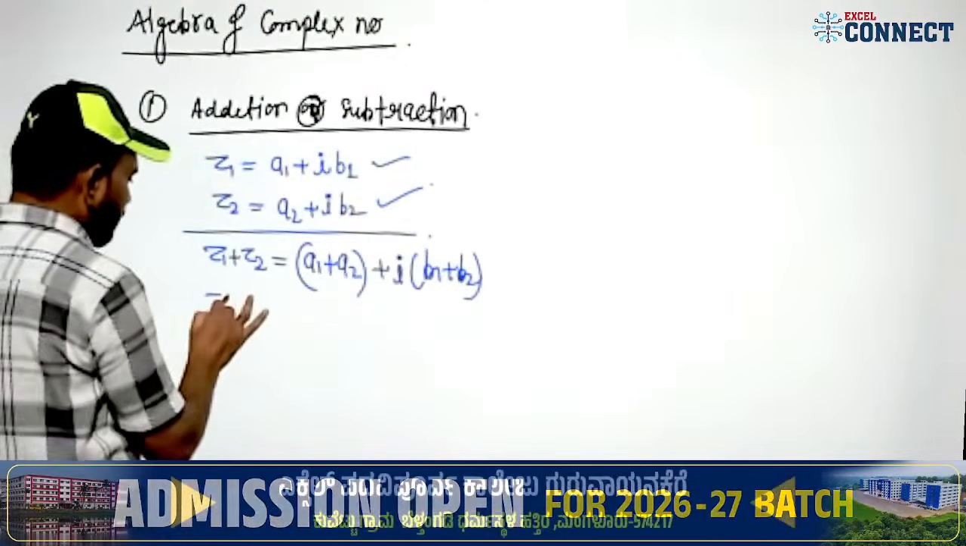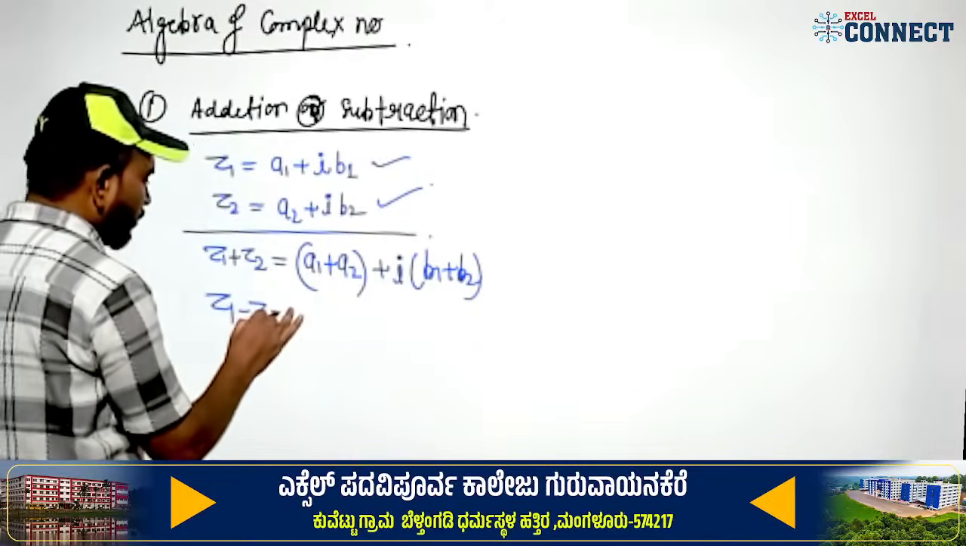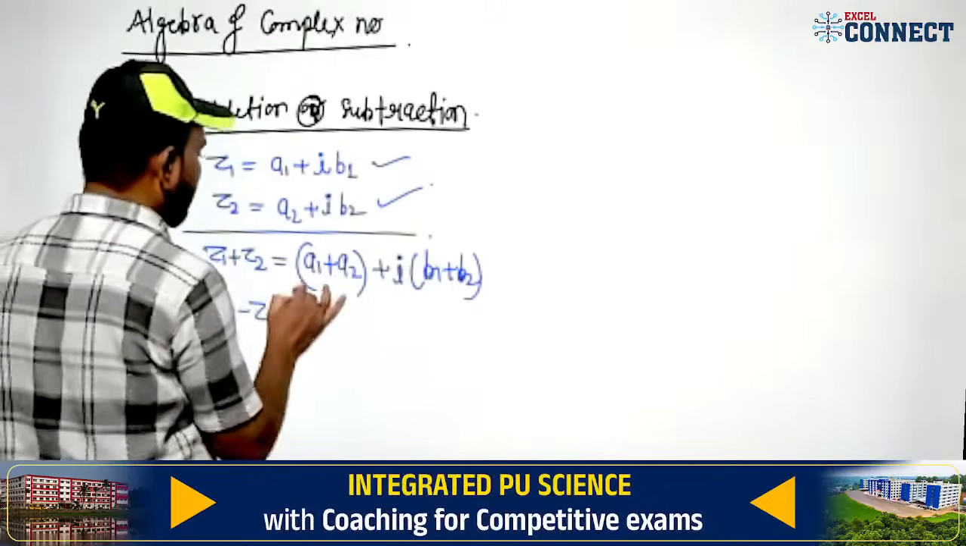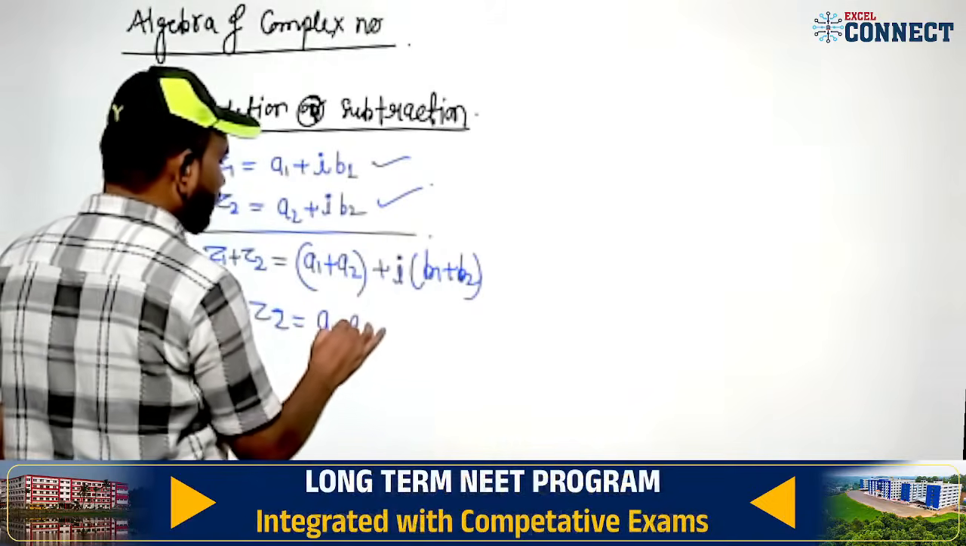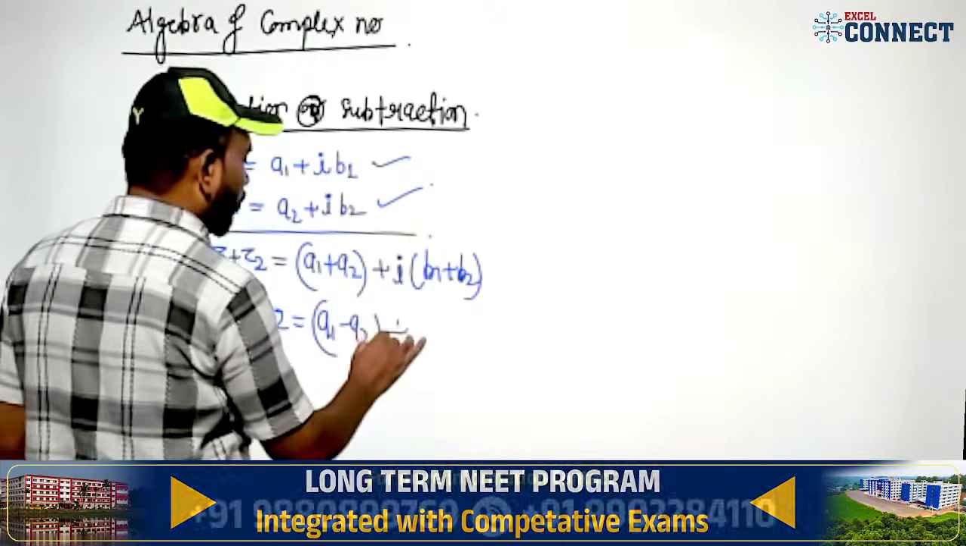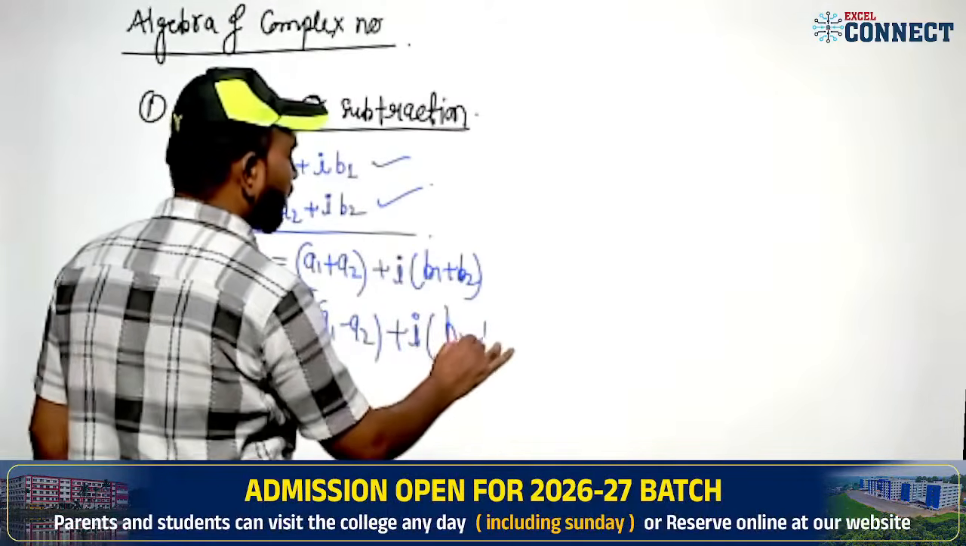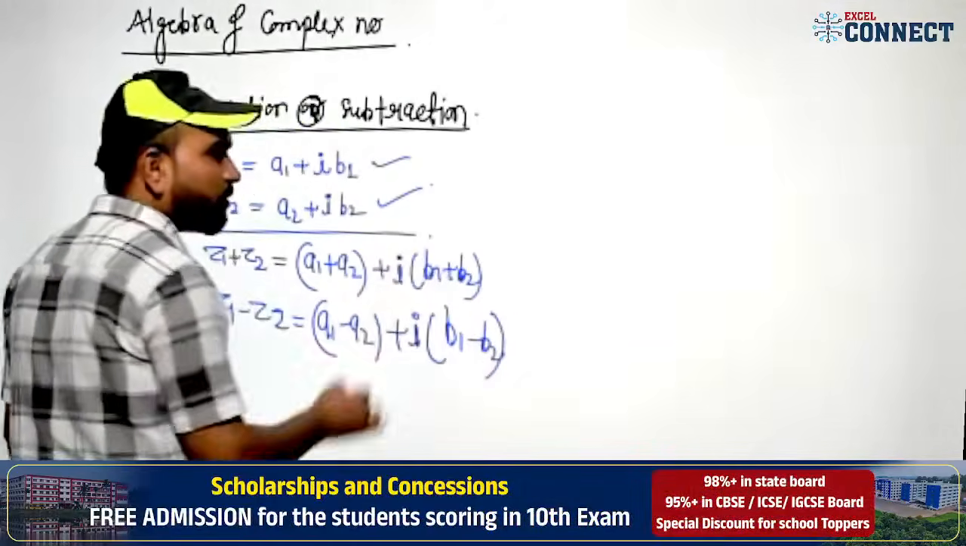If I subtract, z1 minus z2, the real portions are subtracted, so a1 minus a2, and taking iota common, we get b1 minus b2. This is addition and subtraction.